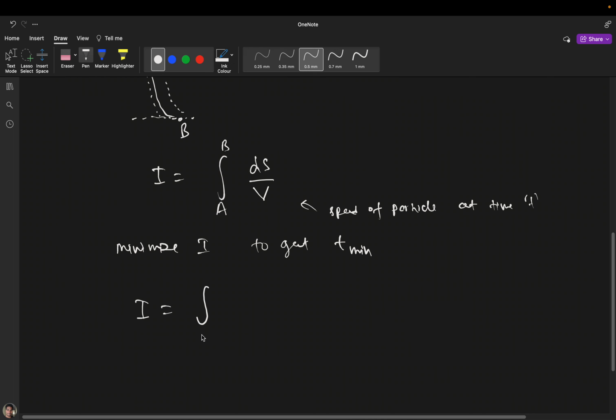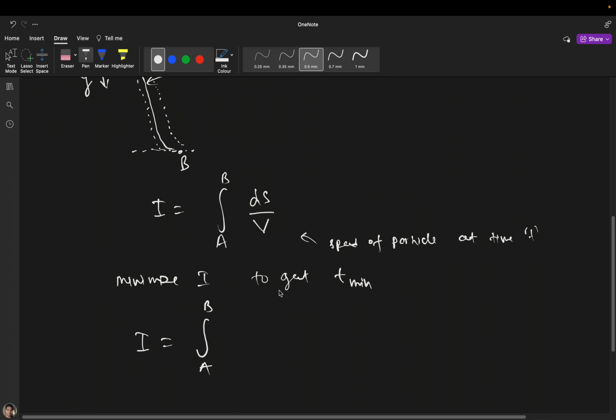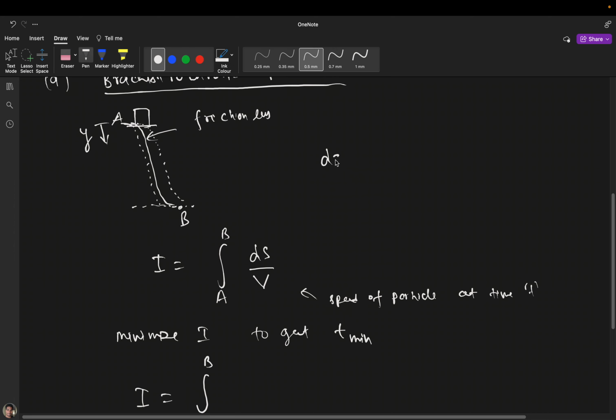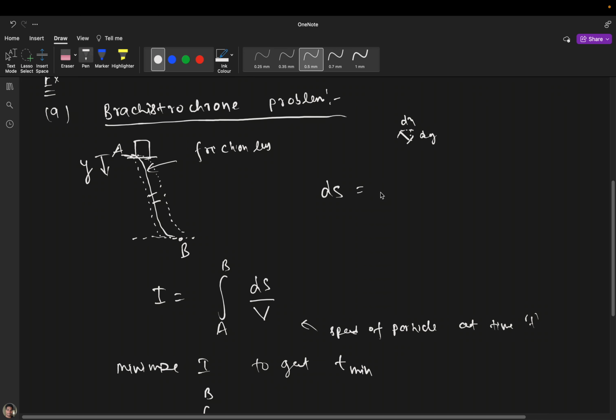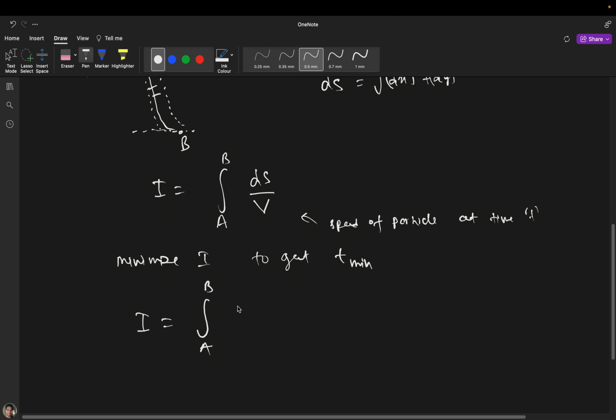From point A to point B, if you take a small element, ds, with components dx and dy, I can represent ds as the square root of dx square plus dy square. So what we have to do is work with this expression.